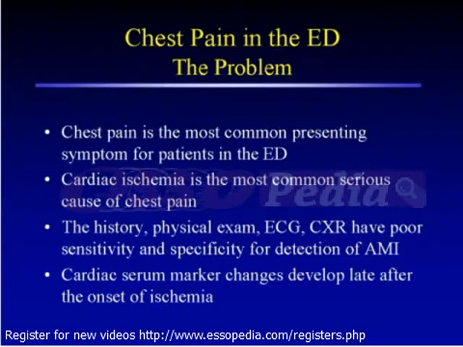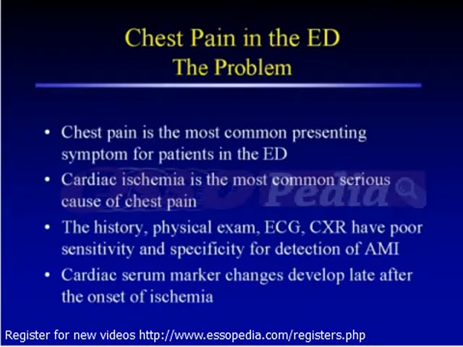Chest pain is one of the most common presenting symptoms for patients to an emergency department. Of the serious causes of chest pain, cardiac ischemia is by far the most common, with an incidence of non-ST elevation myocardial infarction at about 400 cases per 100,000, compared to pulmonary embolism at only 66 per 100,000, or acute aortic dissection at 6 per 100,000.